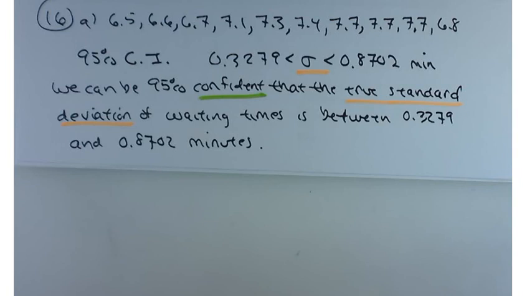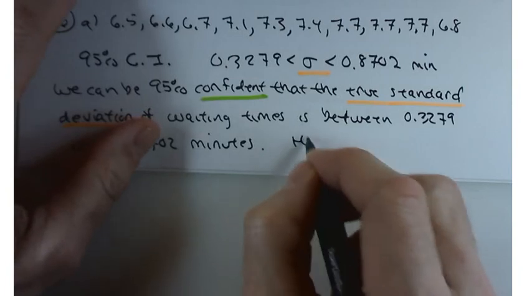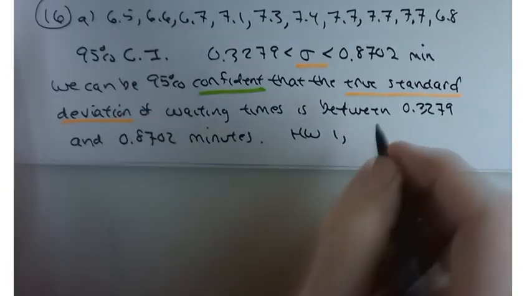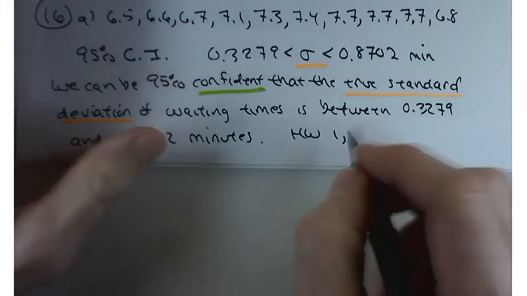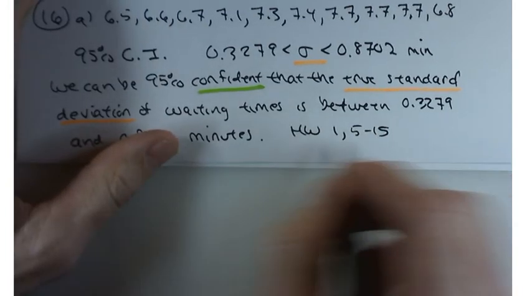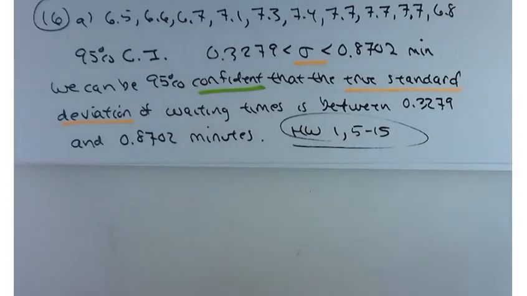Let me give some homework then. For homework, try 1 and then 5 through 15. That should do well.